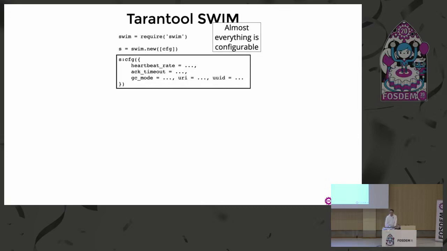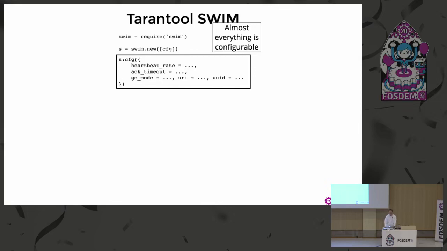URI, IP and port, and UUID, it's a very interesting moment. The original SWIM paper doesn't describe how we should identify our nodes. And the naive way would be to just use IP and port as an ID, but it's not good when you want to change IP and port without making other nodes think that the old IP and port and the new IP and port are two different nodes. So we identify nodes by UUID, and it not only allows you to change IP and port without losing information in other members' tables, but also it's consistent with Tarantool, because Tarantool instances are also identified by UUID. And GC mode is also, I would say, a strange moment.